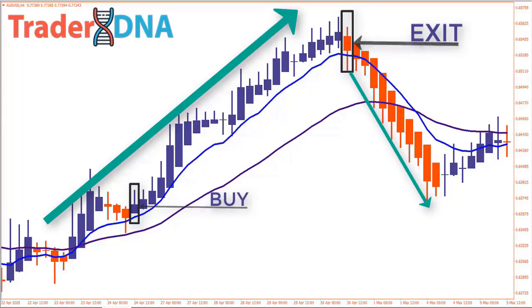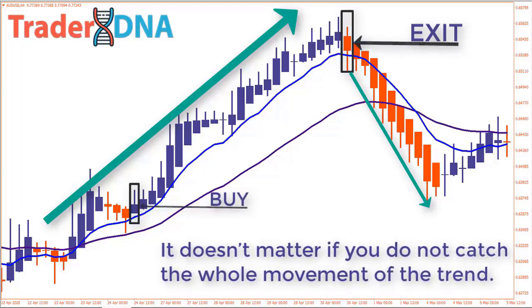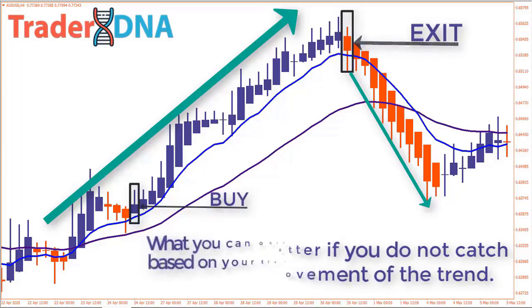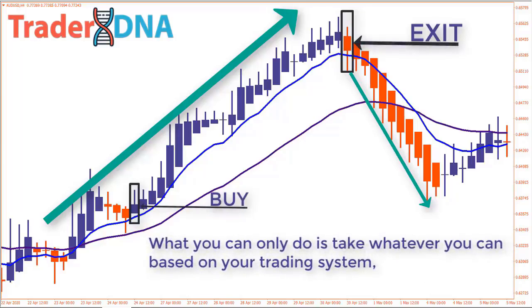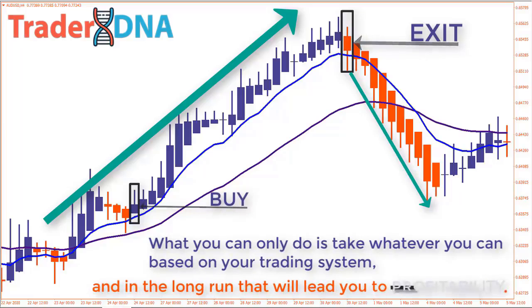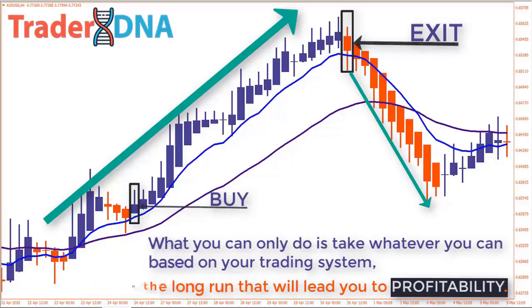However, not all trades are going to be like this. As I've said this a number of times already, it doesn't matter if you do not catch the whole movement of the trend. It's impossible to do so. What you can only do is take whatever you can based on your trading system, and in the long run that will lead you to profitability. Here are other examples of Heiken Ashi trading strategy.